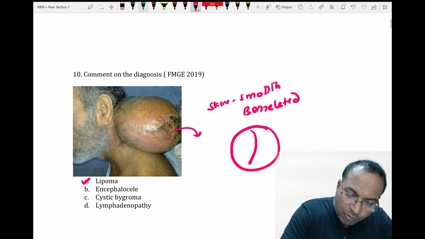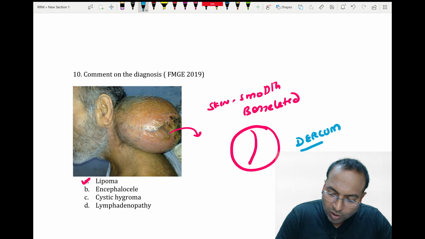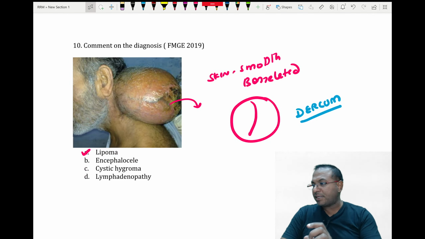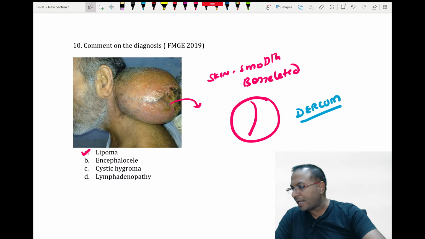Can somebody tell me what is Dercum's disease? What is Dercum's disease? Dercum's disease can be asked in the exam. For your exams, it can be asked.